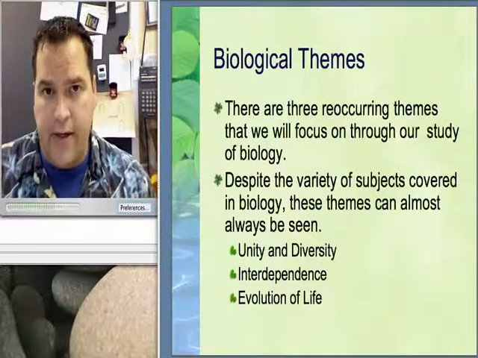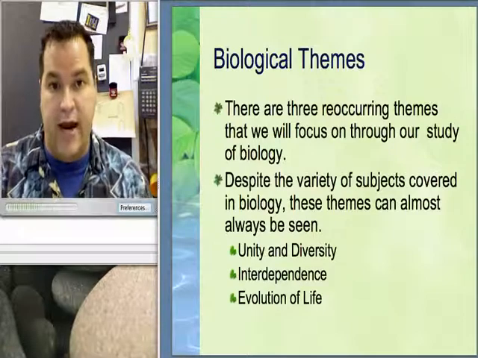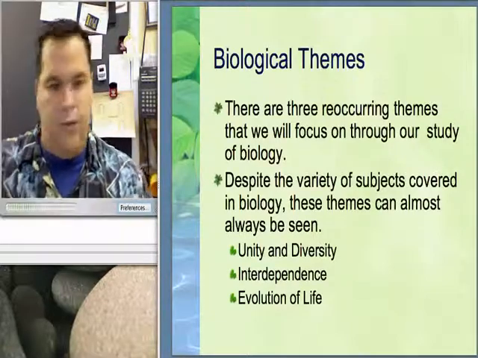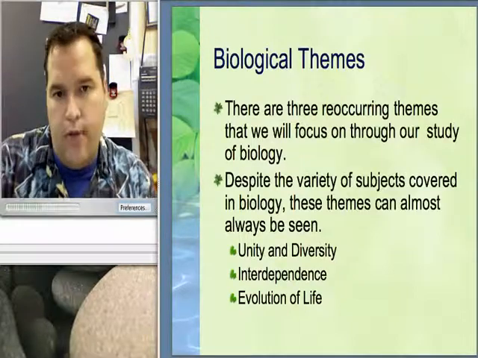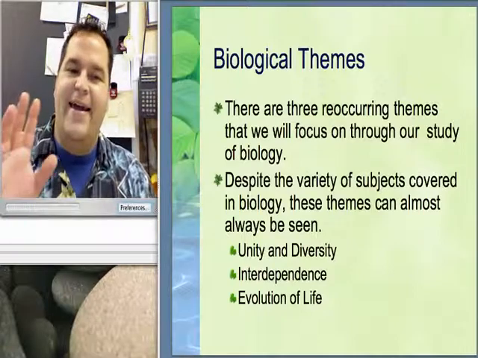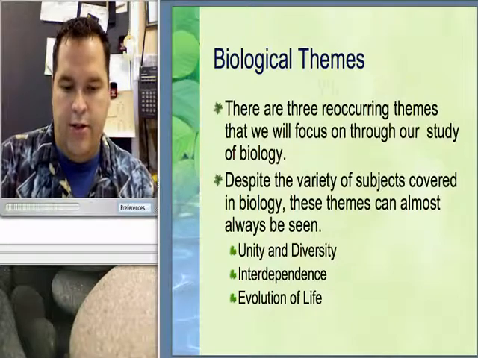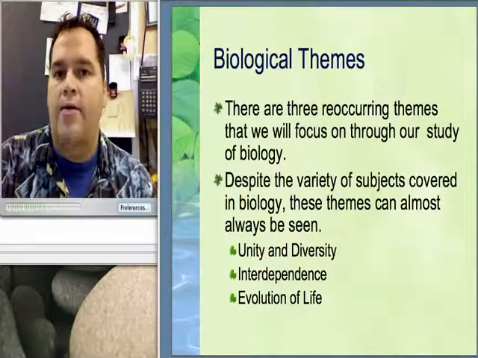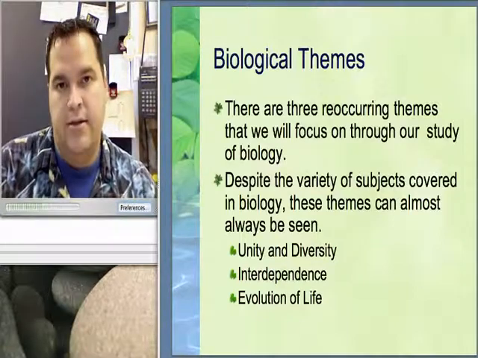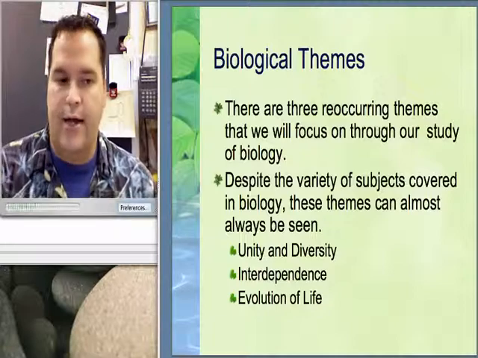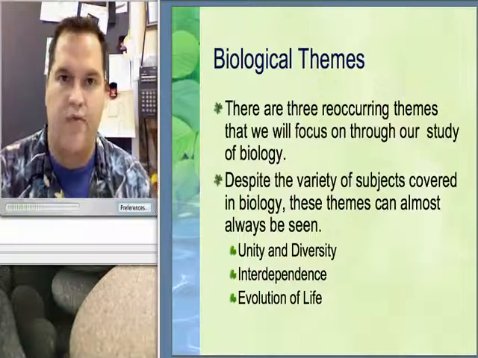As I've said, there are three, and despite the variety of subjects that we're going to cover in CP biology and even in X biology, ranging from plants and animals, which most people think are completely unrelated, to microbiology, to evolution, there are three reoccurring things that always seem to come up. Number one, unity and diversity, all at the same time. There's interdependence, and then there's the evolution of how life changes over time. So let's look at each one of them and what it really means.